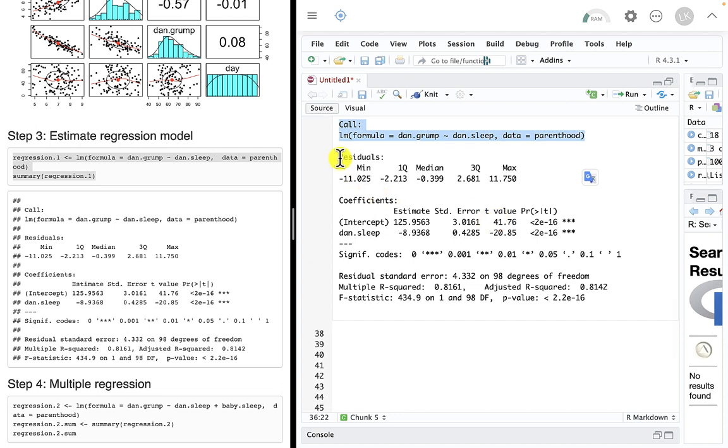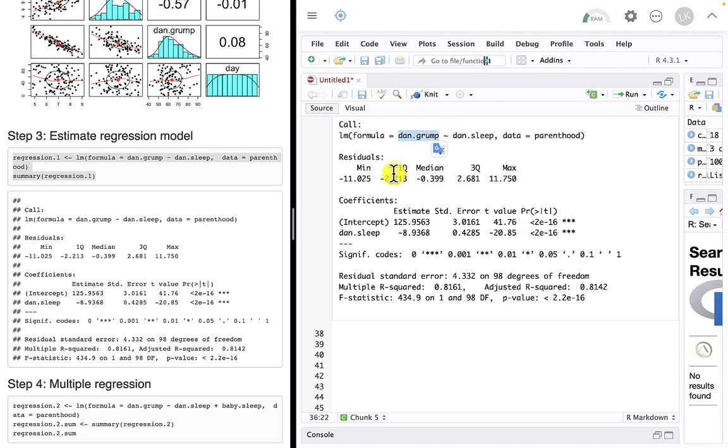The next thing it does, and I really like this, is it essentially gives you the five-number summary of the residuals. Now, what are the residuals? The residuals are the difference between what our model predicts Dan's grumpiness to be, given the amount of sleep Dan got, versus what it actually was in that particular observation. Okay? And so we'll talk a little more about residuals in just a minute. I'm going to plot it for you, and you can kind of see what's going on. But we're going to basically create a formula that takes Dan.sleep as an input and spits out its best guess as to what Dan's grumpiness will be.